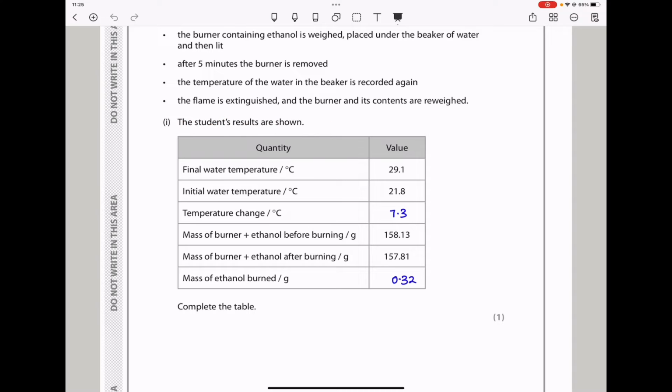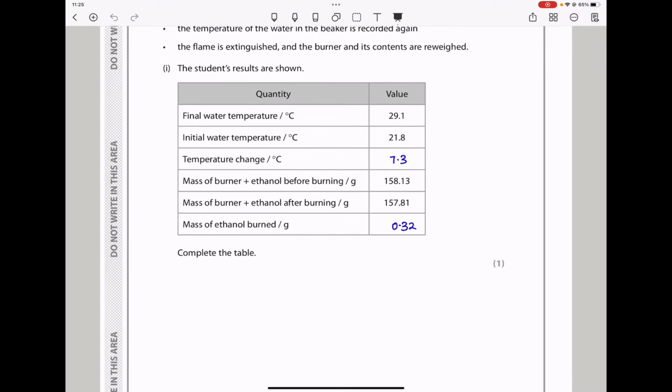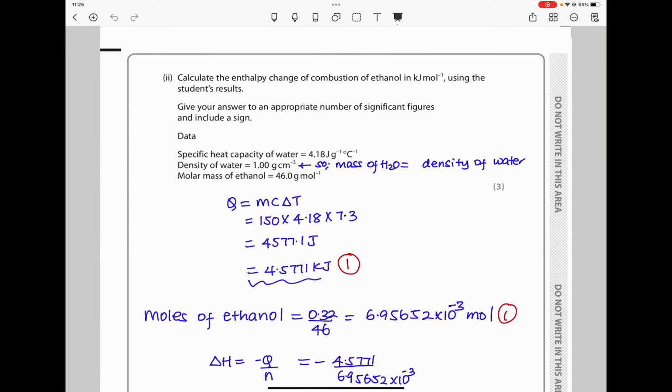So the student's results are as below. We have the final as well as the initial temperatures of the water. So the temperature change is the difference between these two, and when you subtract, you get 7.3 degrees Celsius. They've given us the masses of the burner and ethanol before and after the experiment. The difference between these two is the mass of the fuel, or ethanol, used in the experiment. So to complete the table, we take the difference between the values. Moving on.